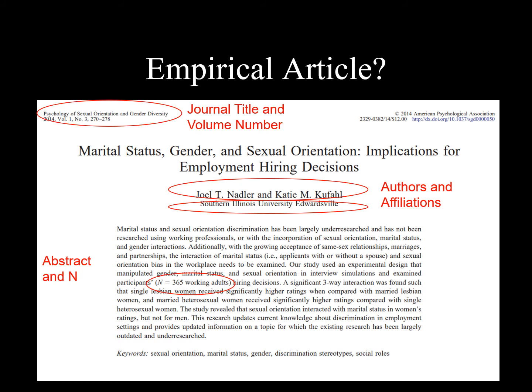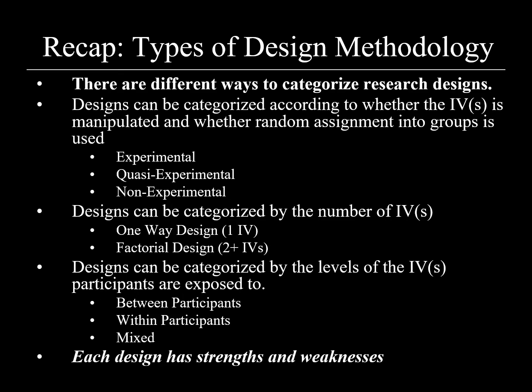If you have all of these factors, you can be pretty sure that it's an empirical article. If it's missing any of these factors, it may not quite be an empirical article. It may come from an empirical journal, but it might be a thought piece or a theoretical piece.